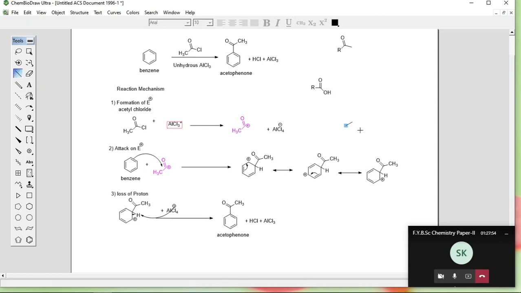acid anhydride. Let me draw the structure of the acid anhydride.